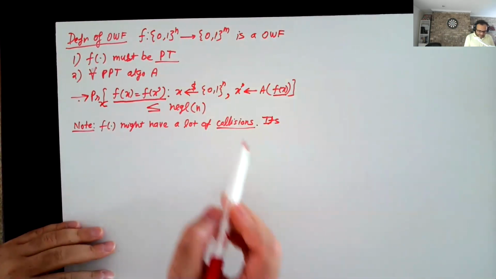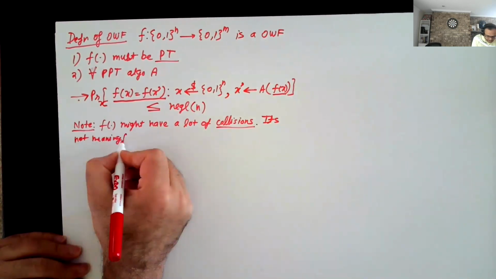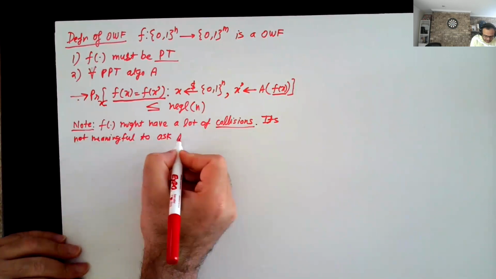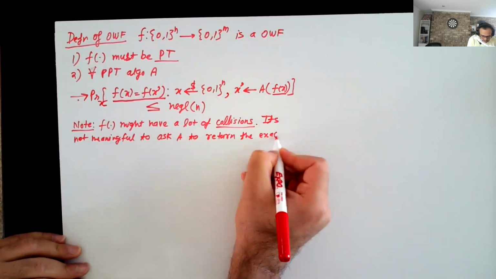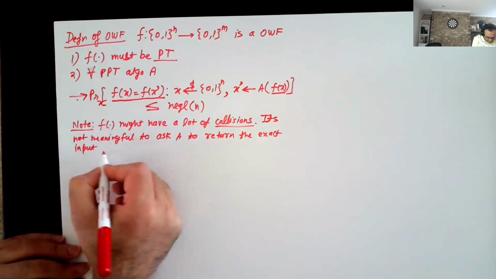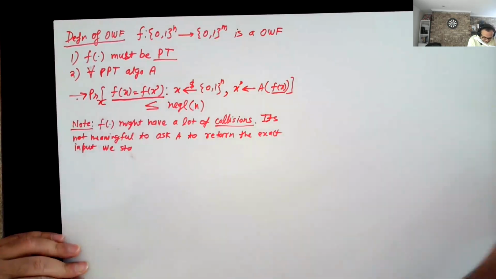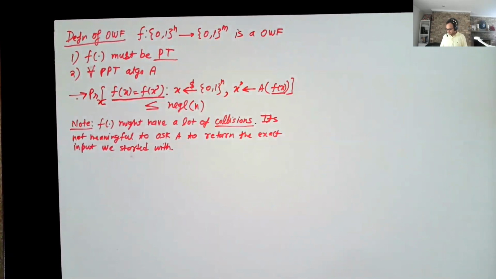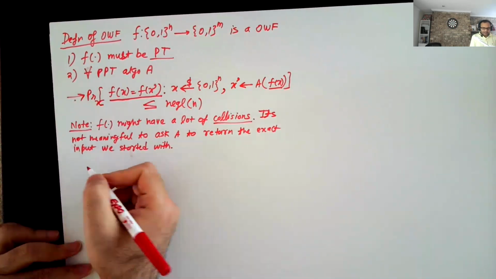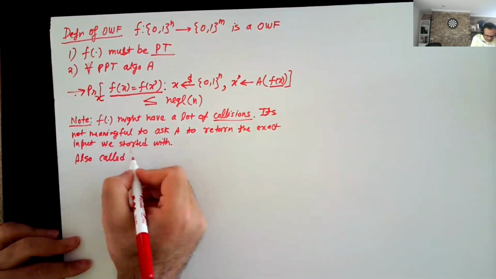Okay, so coming back to the note, F might have a lot of collisions. It's not meaningful to ask A to return the exact input we started with. And by the way, this definition, as I explained, is also called a strong one-way function.